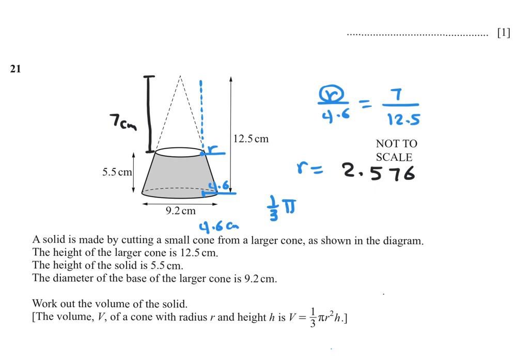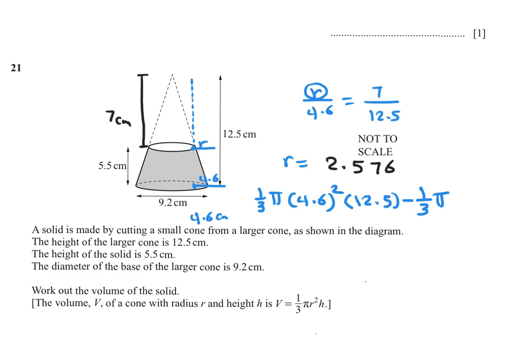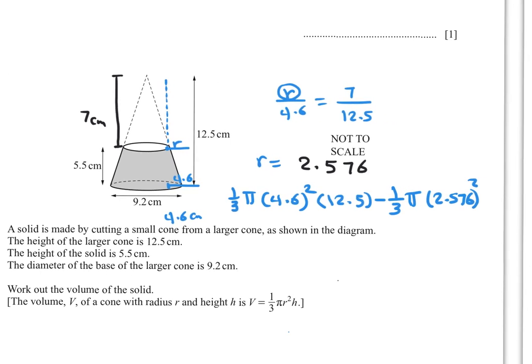Now the volume of the solid equals the volume of the larger cone, which is 1 over 3 times pi times R squared, which is 4.6 squared, times the height 12.5, minus the volume of the small cone, 1 over 3 times pi times R squared, which is 2.576 squared, times the height, which is 7. This is the volume of the solid. Use your calculator for the answer. The answer will be 228.34. To three significant figures, 228 centimeters cubed.